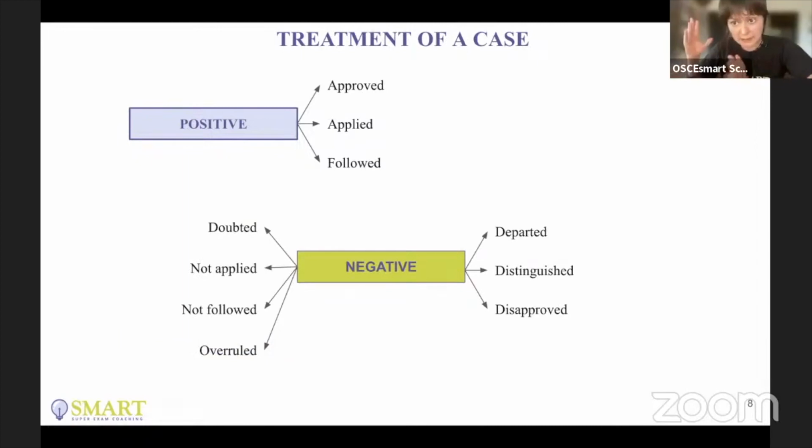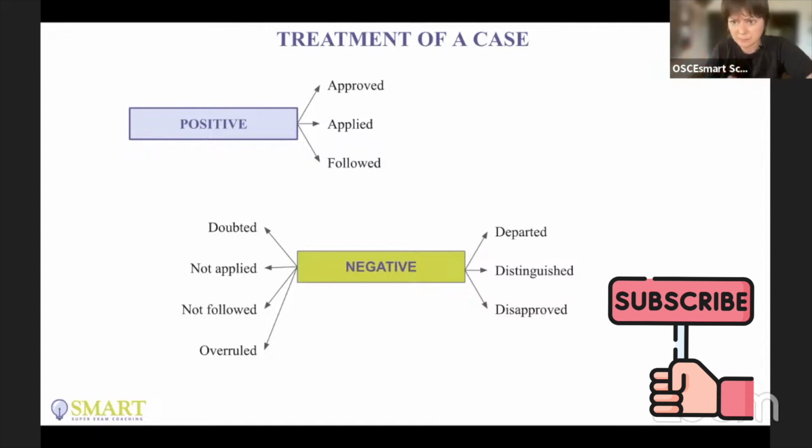So when any sort of case law has been adopted by judges, then we would have further treatment of this case in any other case which relates to more or less the same material facts. And then we can have two kinds of treatment, a positive treatment or negative treatment.